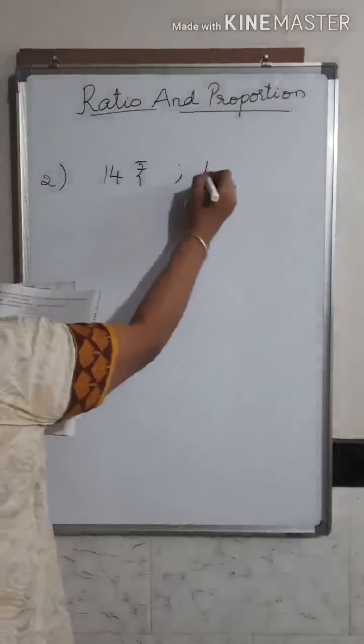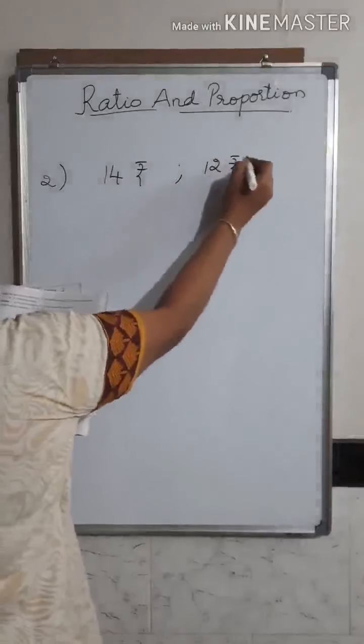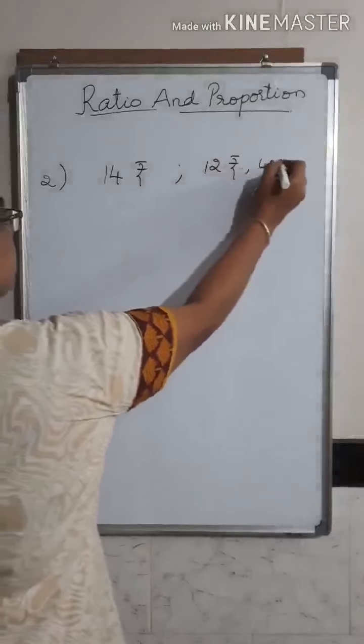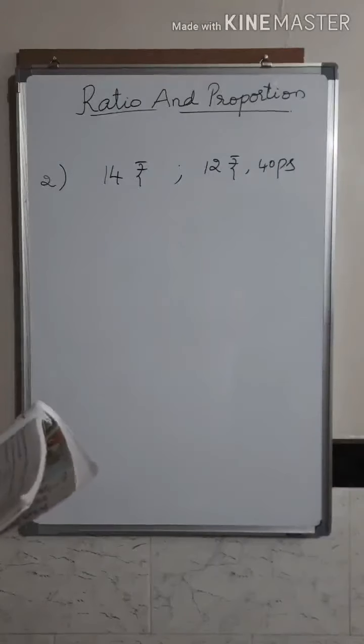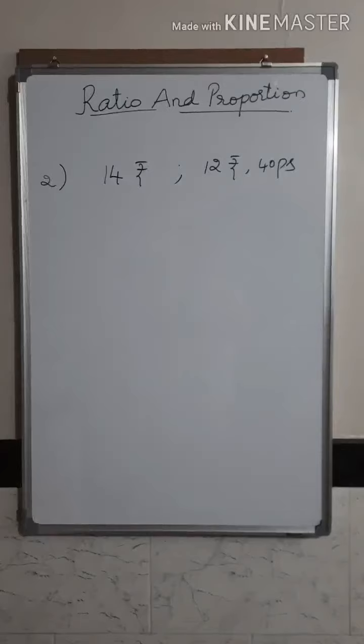₹14, 12 rupees and 40 paise. So this is the problem given. You have to write the reduced form of the first quantity to the second quantity.